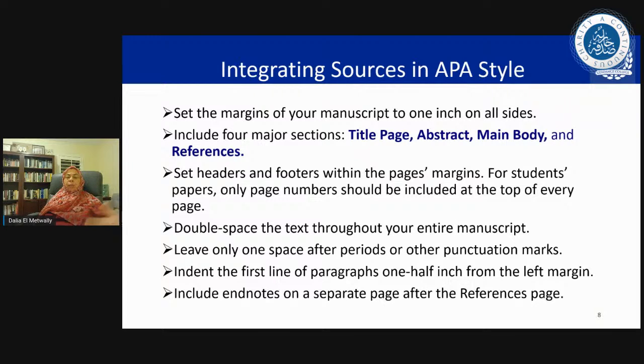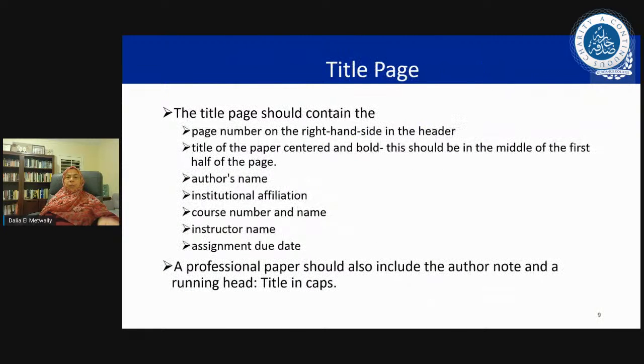We have to double space every single thing in our manuscript. We can only leave 1 space after the periods and other punctuation marks. There are no spaces left before them. And that's the same with MLA. We have to indent the first line of each paragraph by 1/2 an inch. And again, as I mentioned, endnotes are on a separate page.